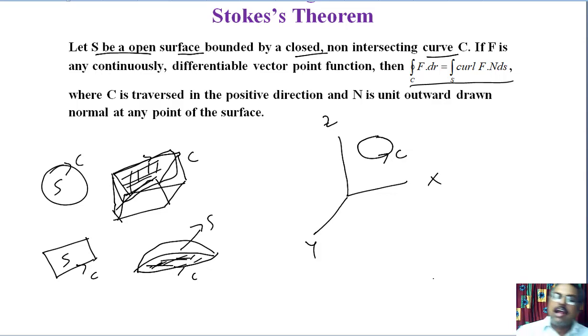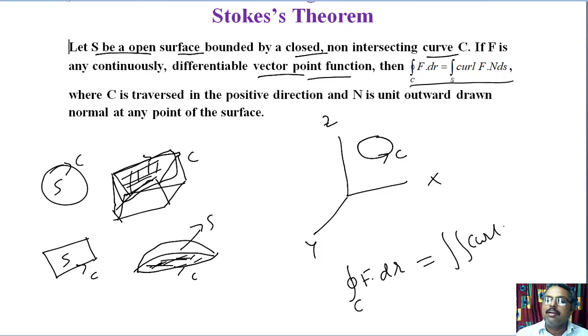And capital F is any continuously differentiable vector point function. F is a vector point function on this surface. Then integral F dot dr, very important, integral F dot dr along the closed curve C, this value is the same as curl F dot n dS over the surface S.